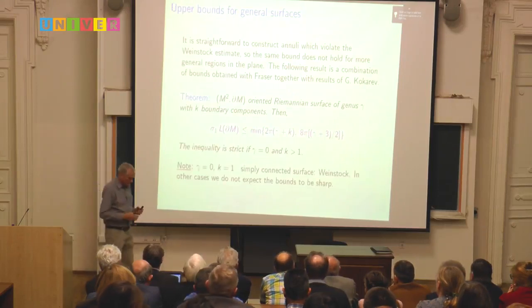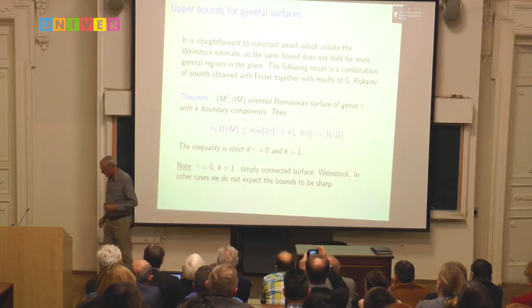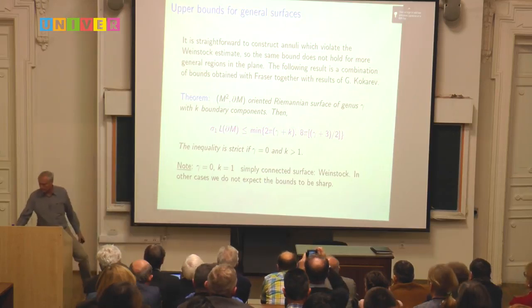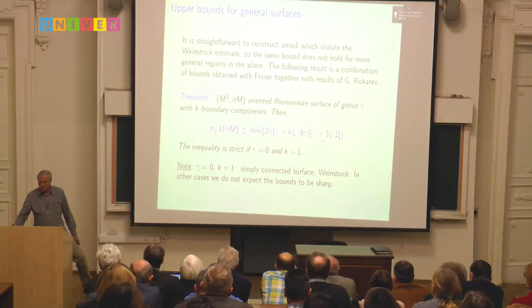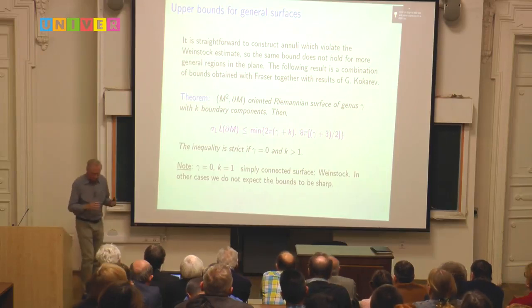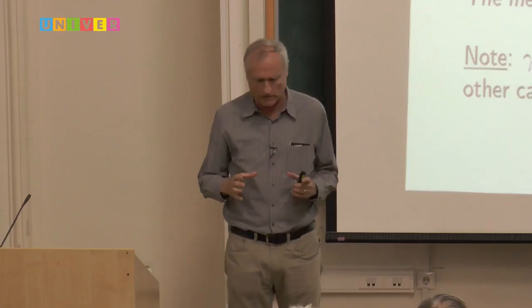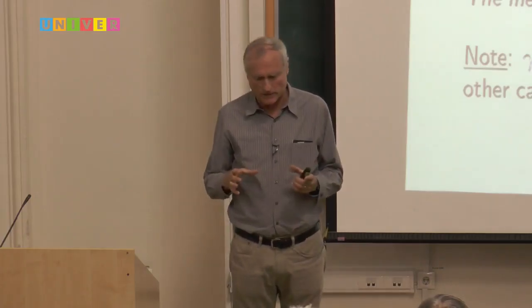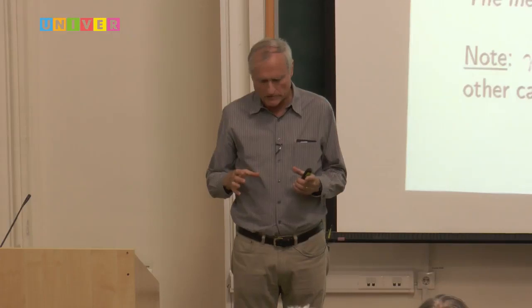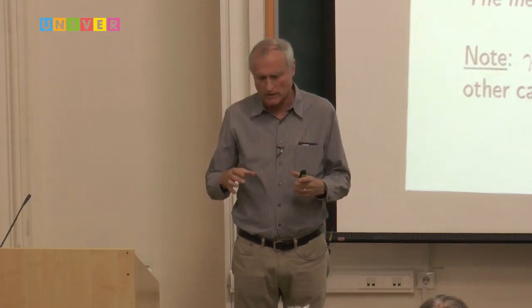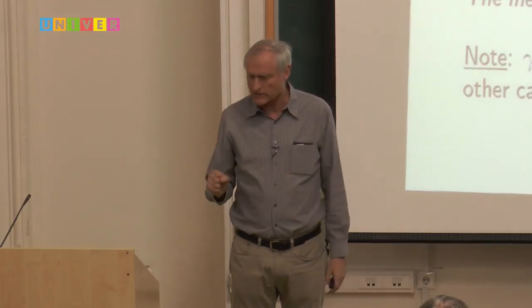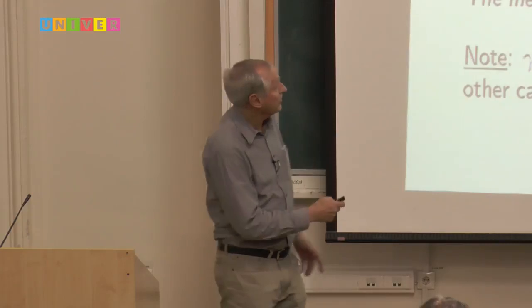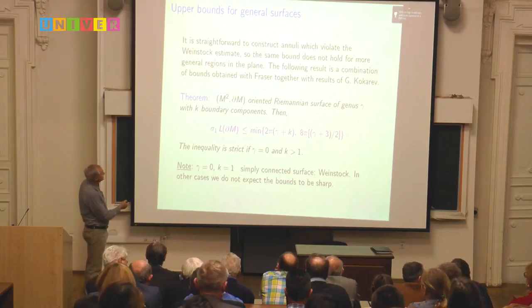On the other hand, it's a very special argument. It works only for the disk domain. And if you do a little calculation for annuli, so if you ask, is the Weinstock theorem true for annuli? In other words, does sigma 1 for an annulus in the plane times the boundary length, is that less than or equal to the corresponding quantity for the disk? The answer is no. It's not very hard to construct annuli for which the bound does not hold.